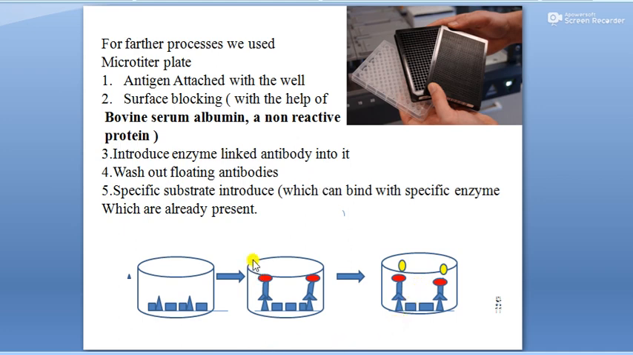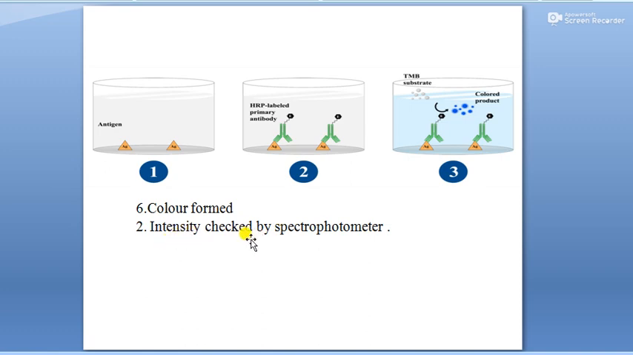The chromogenic substance may be horseradish peroxidase, beta-galactosidase, alkaline phosphatase, etc. Then these substrate and enzyme reactions cause some coloration. Those substrate-enzyme combinations give a color, and the intensity is checked by a spectrophotometer.